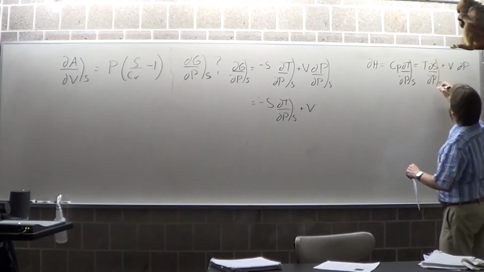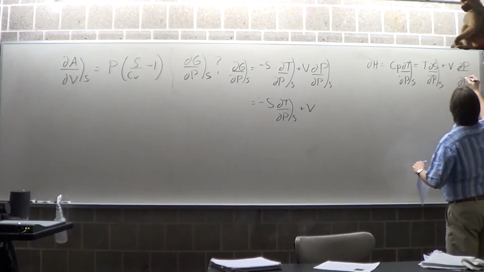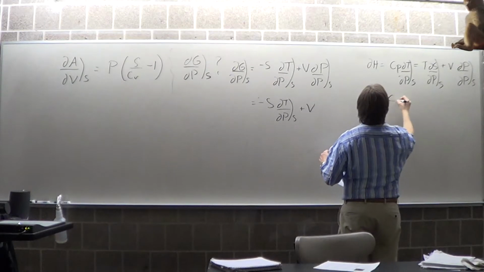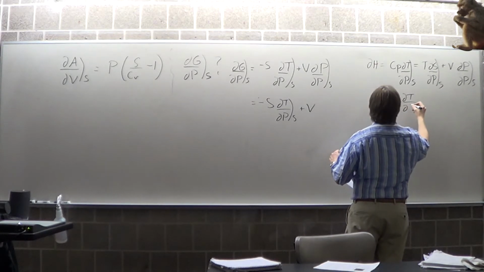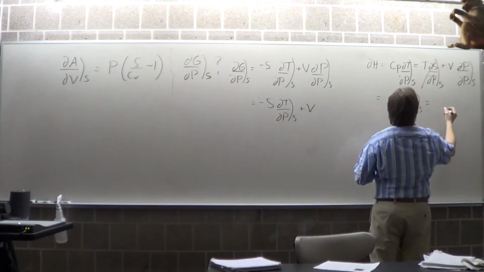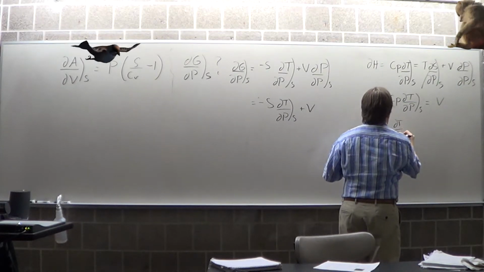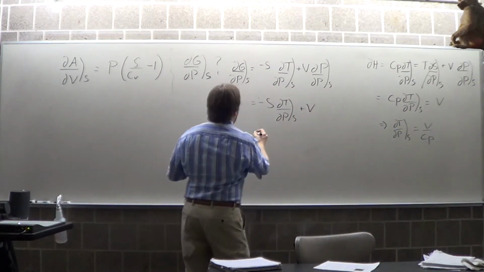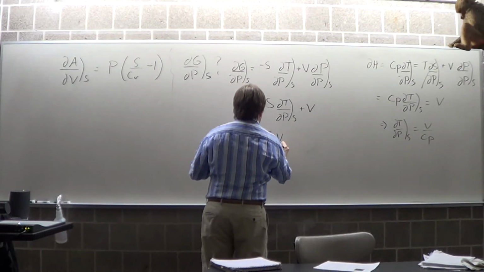Okay, right, I see why this is friendly now, because I've got constant S. Oh yeah, so this isn't bad. Oh, this is actually easy. Okay, this is CP. dT, oh yeah, what I'm trying to solve: dT/dP at constant S. Oh, this term is gone. And that's V. Therefore, dT/dP at constant S is V over Cp. There we go. Okay, so minus S, V over Cp.